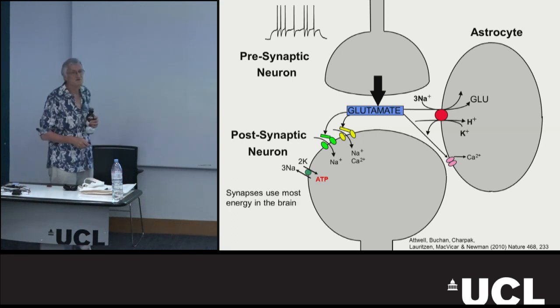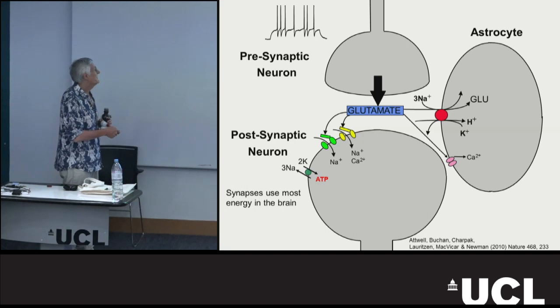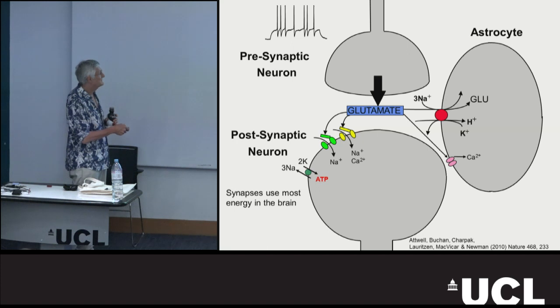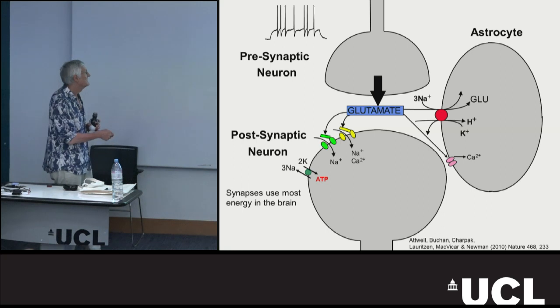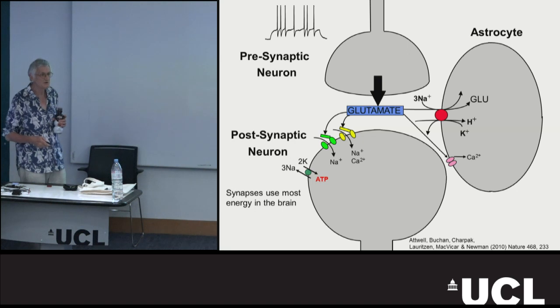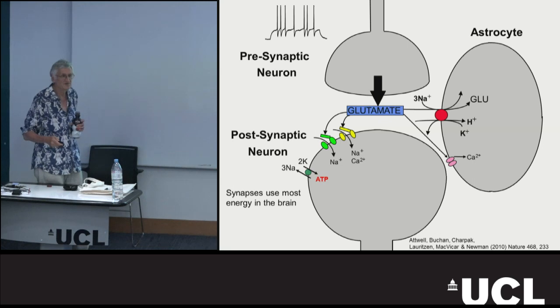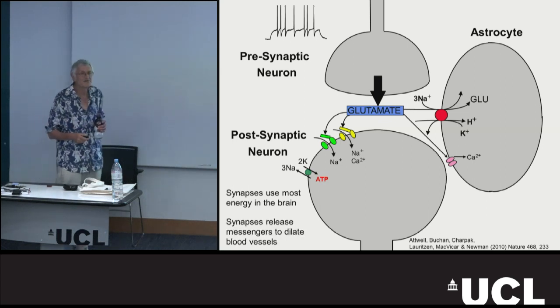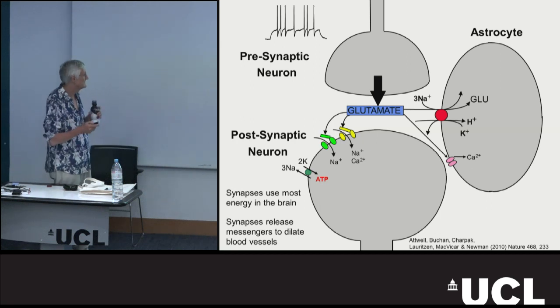Now, if you do an energy budget for the brain, as Simon Laughlin and I did about 20 years ago, then you find that if you add up the ATP used on pumping out all of these ions postsynaptically and also presynaptically on the action potential and in the glial cells, then synapses use most energy in the brain. So about 60% of the energy used by your brain goes on synapses, especially the postsynaptic side of synapses. And so it's appropriate that it's synapses which release the messengers which can dilate blood vessels.